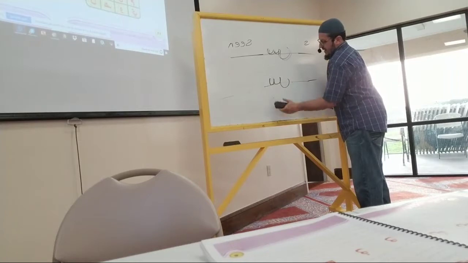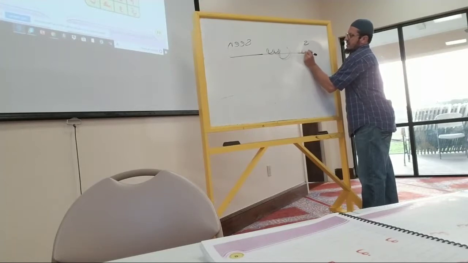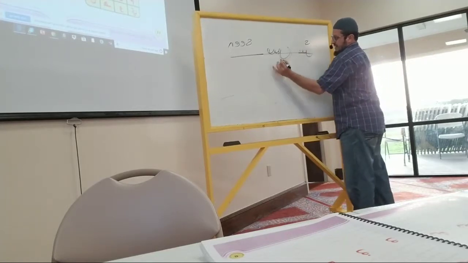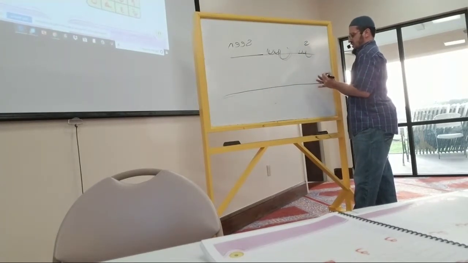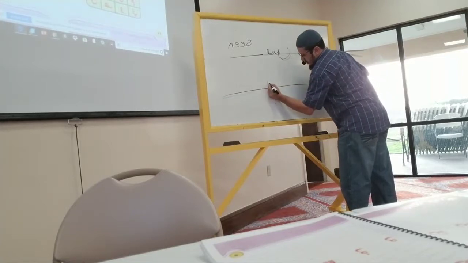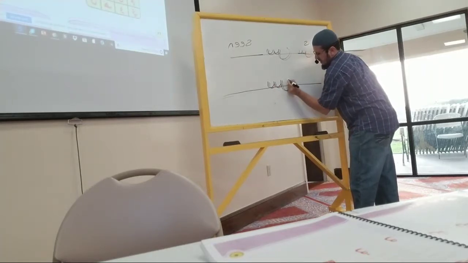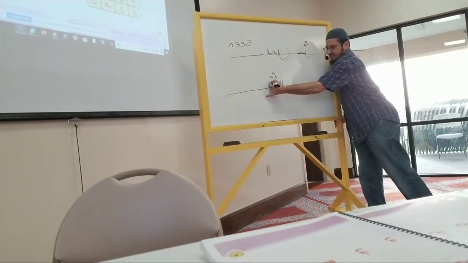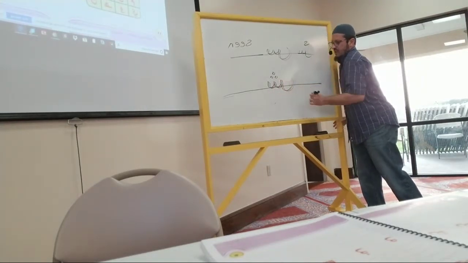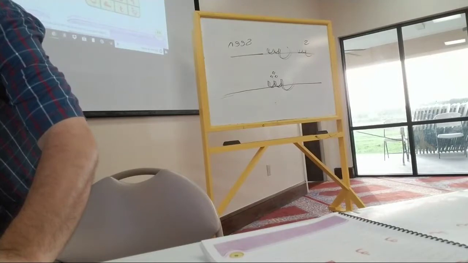Then you have the next letter. So I'm going to write it here. Sin. The next letter is Sheen. Sheen has 3 dots. Same shape, but it has 3 dots. So this is Sheen. This one right here. So we are here. Sheen.